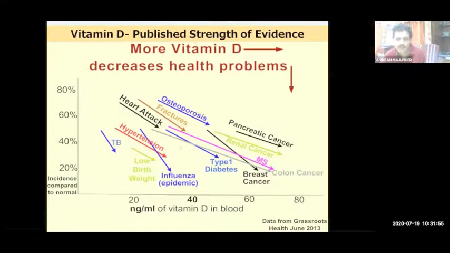But nowadays we have the COVID epidemic, and you can see that the use of vitamin D may be associated with a significant reduction in the influenza epidemic.